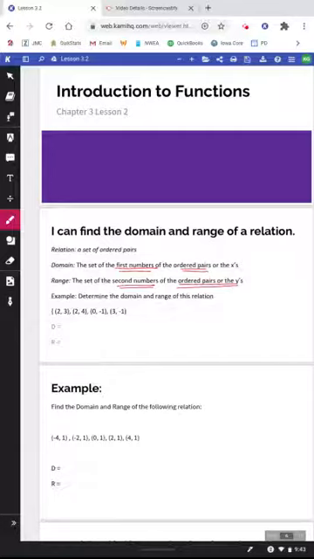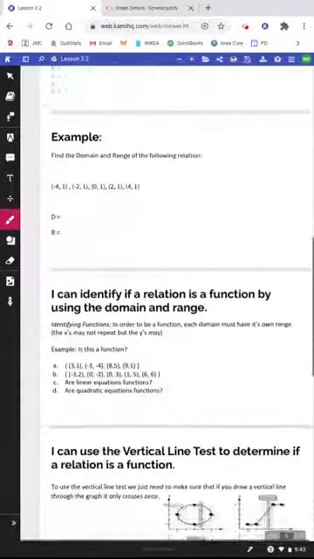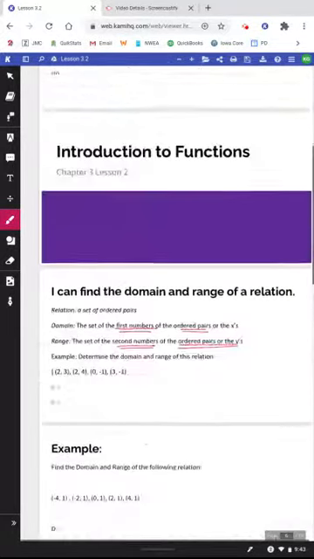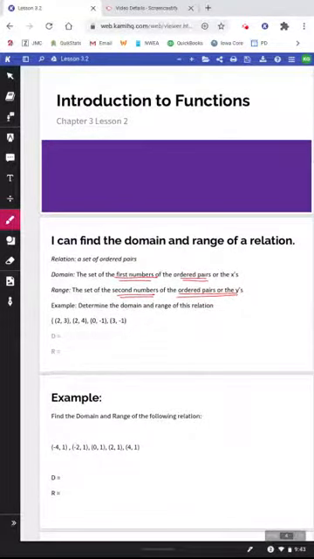To determine if something is a relation or a function, which we're probably going to get to, I should check. Yes, okay, so we're just going to talk about relations for right now. So example, determine the domain and range of this relation. Here's a set of ordered pairs. They are (2, 3), (2, 4), (0, -1), and (3, -1).